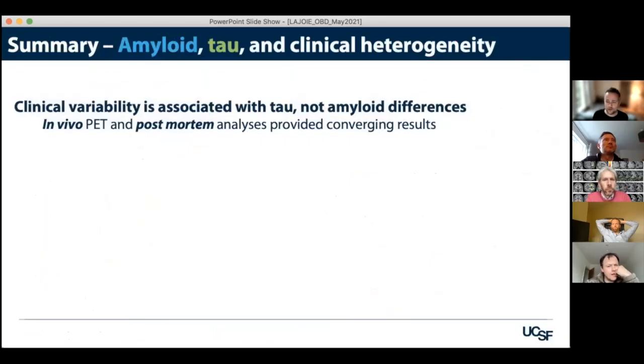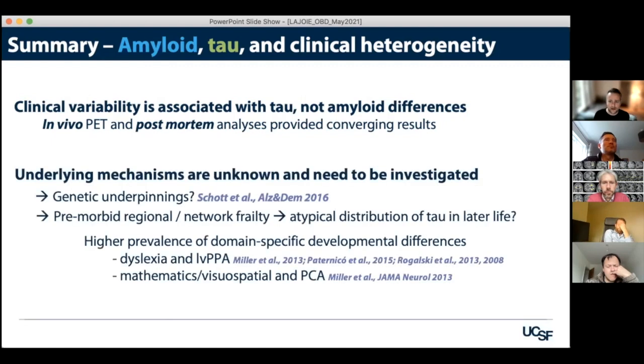All right, so just to summarize a little bit, we saw across both neuroimaging and postmortem data sets that the clinical variability was really associated with tau way more than with amyloid pathology differences. What is really intriguing to us at this point is trying to figure out why these patterns of tau would differ. And I'm thinking specifically about the different phenotypes.